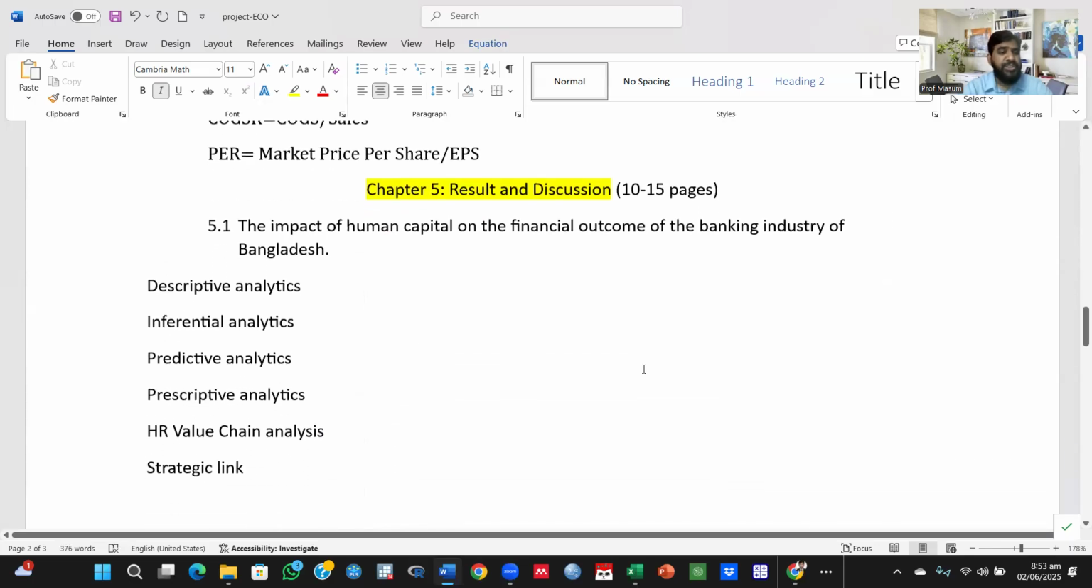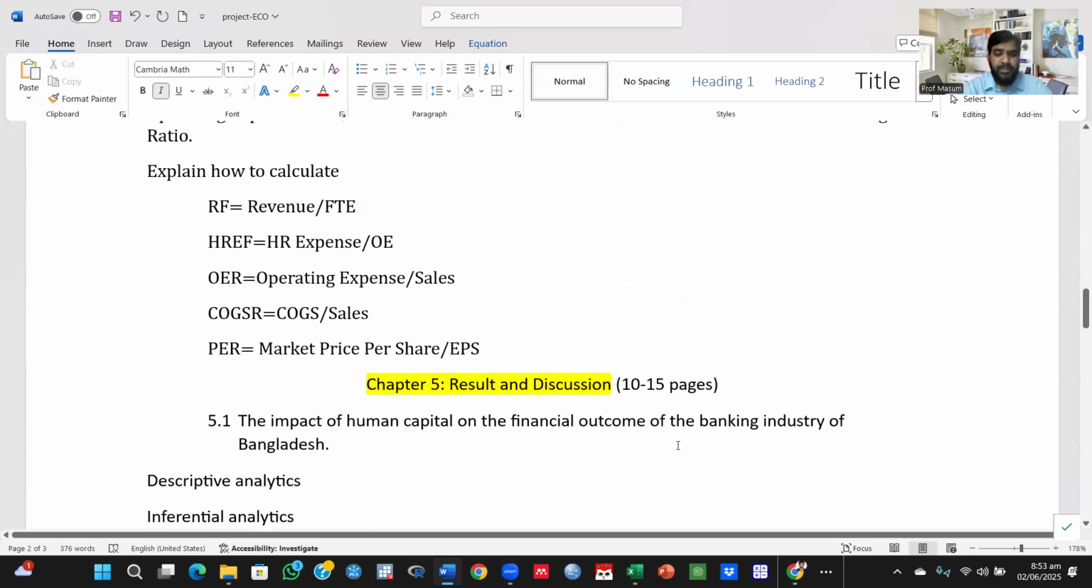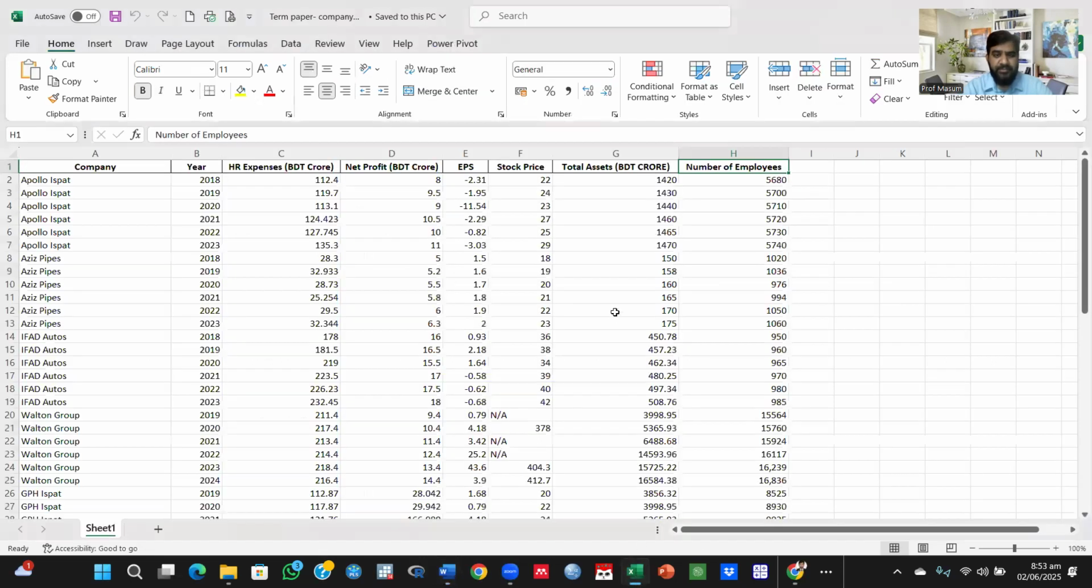So now if it is still not clear, then go to our Excel datasheet. What you have to do here, you have the HR expense factor, you have net profit, you have stock price, you have total asset of the company, you have number of employees. So first variable in your model, what's the first variable, dependent variable in your model? First variable is HR revenue factor.